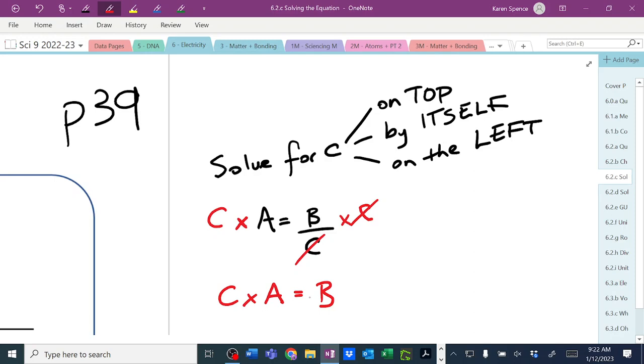Now that's great. Very nice. C is now on the top. Sorry, Ella, I didn't grab you one. Page 39.